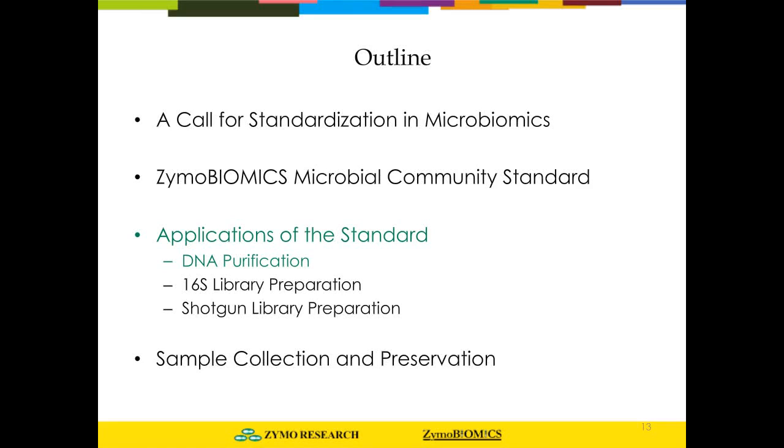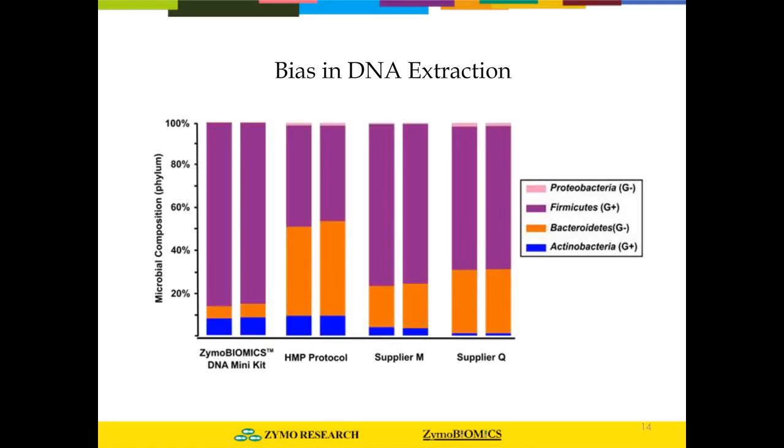So next, I will describe some examples of how we use the ZymoBIOMICS Microbial Community Standard to reduce bias in microbiome measurement. So first, let's look at DNA extraction. Bias in microbiome profiling caused by the use of different DNA extraction protocols has been reported a lot in the literature. And we believe this is the major source that caused the problems of poor data reproducibility across labs.